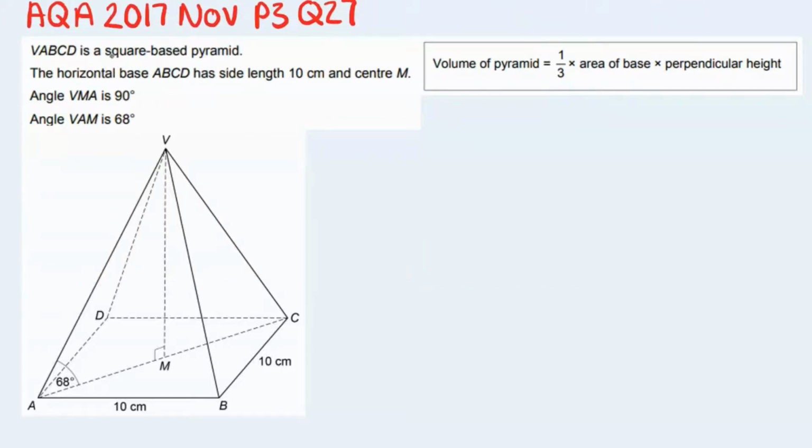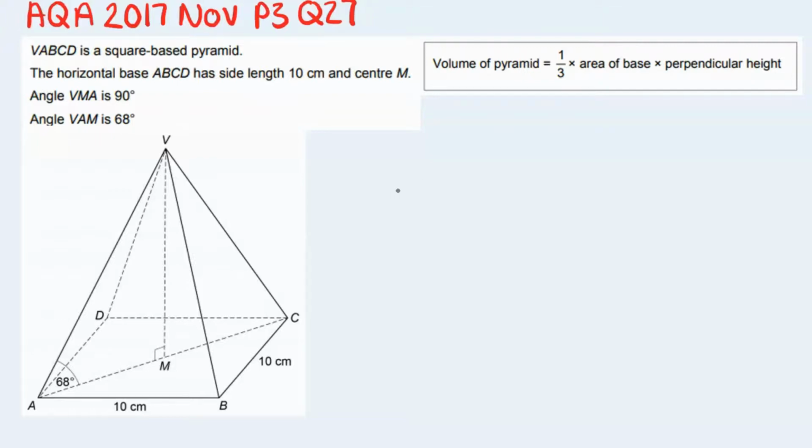So what we have here is a square base pyramid. The horizontal base, ABCD, has side length 10 centimeters, and center M. So I have ABCD. This is the base, and it's simply a square, 10 by 10, okay? Angle VMA is 90 degrees. That's a 90 degree symbol there. And we have angle VAM is 68 degrees, and that's this angle there, 68 degrees.